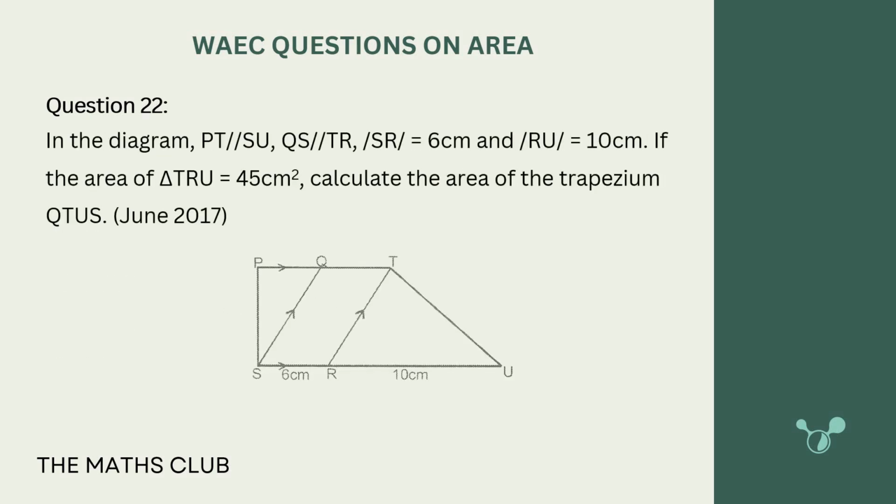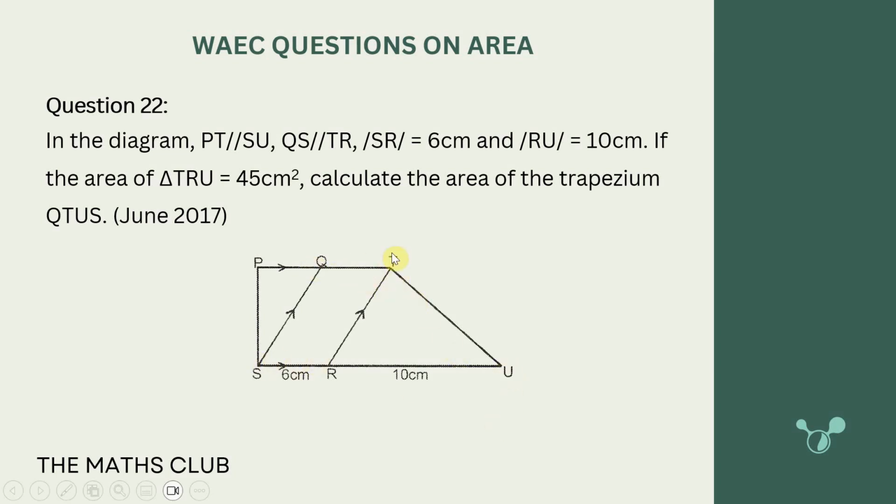Question 2 now says that in the diagram, PT is parallel to SU, QS is parallel to TR, SR is 6 centimeter, RU is 10 centimeter. If the area of triangle TRU is 45 centimeters squared, calculate the area of the trapezium QTUS.